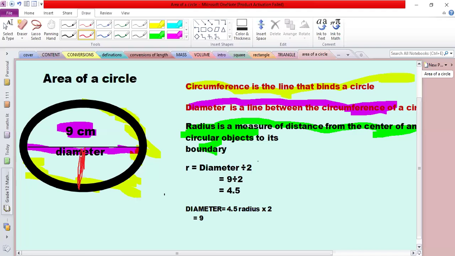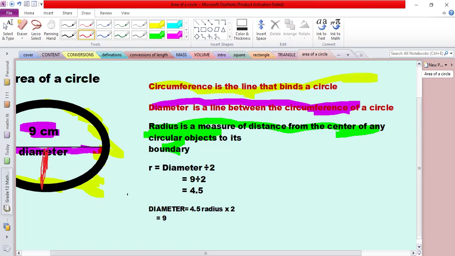So when you're calculating radius, radius is equal to diameter divided by 2, because radius is half of diameter. If your diameter is 9, then radius will be 4.5 because we've divided 9 by 2. So diameter is equal to 4.5, which is radius, multiplied by 2, which is 9. That's how you calculate radius, and that's how you calculate diameter.